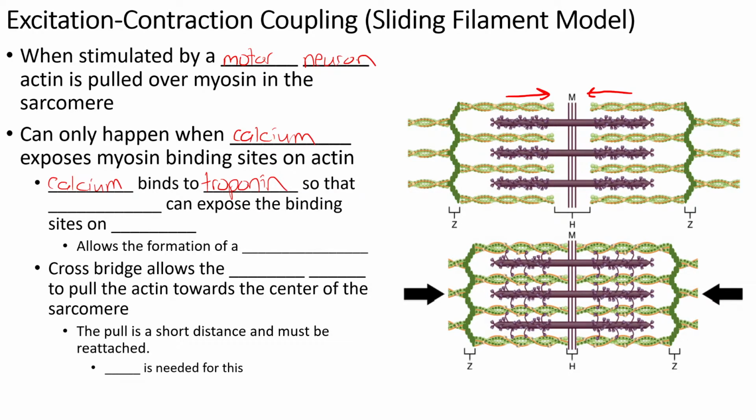Okay. So that tropomyosin can expose the binding sites on actin. All right, let's say this again. Calcium will bind to troponin. And what troponin is going to do is move tropomyosin so the binding sites on actin are exposed. Now these myosin binding sites on actin are very attracted to myosin, and they'll bind almost instantly. And when actin and myosin bind together, this forms what's called a cross bridge.